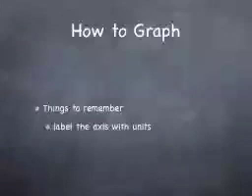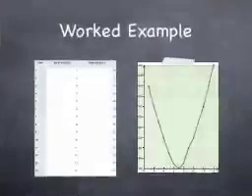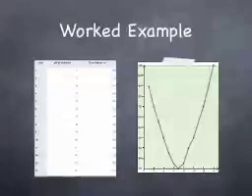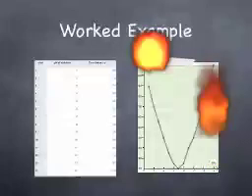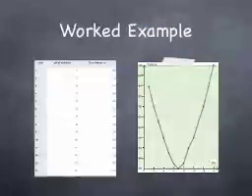So a few things to remember, of course. Don't forget to label the axis with units, right? So in this case, remember that the x-axis is the pH, right, and the y-axis is the time taken. So remember to do these things because it will cost you marks.